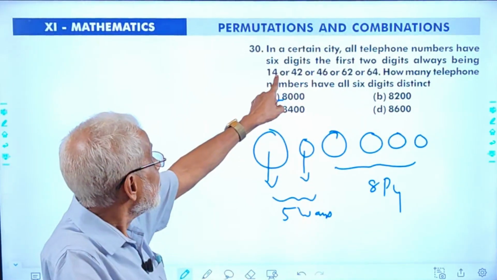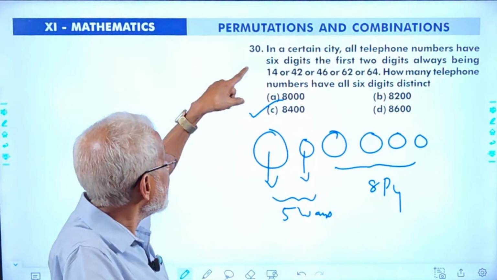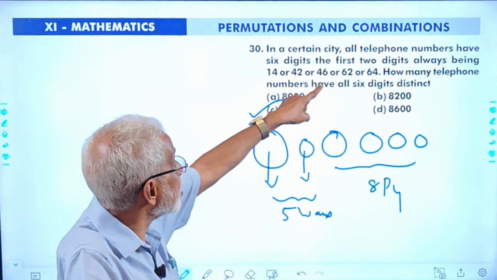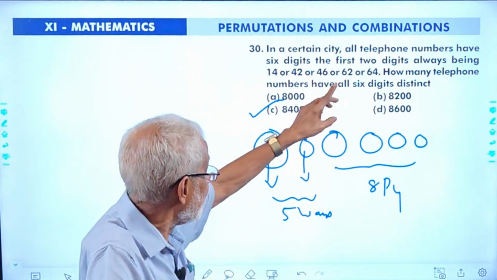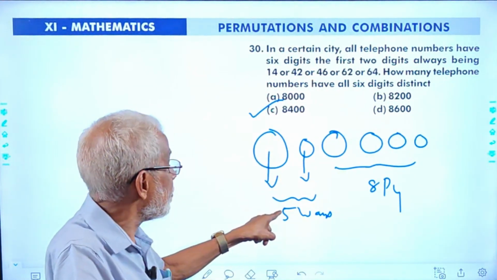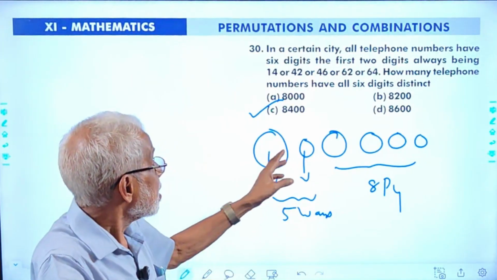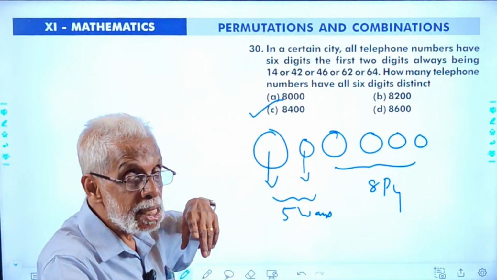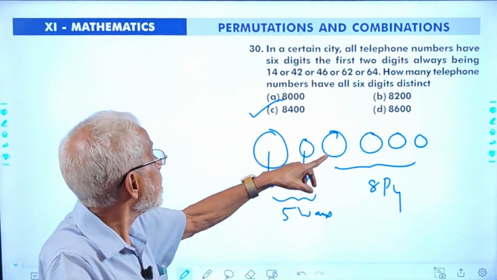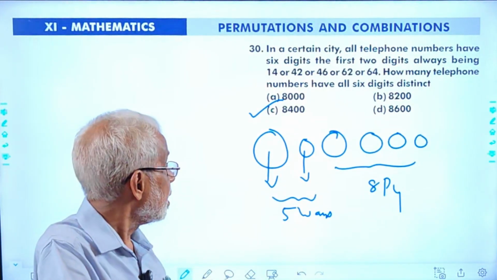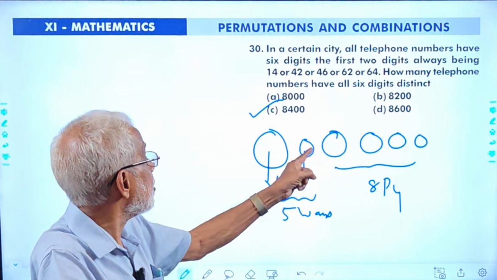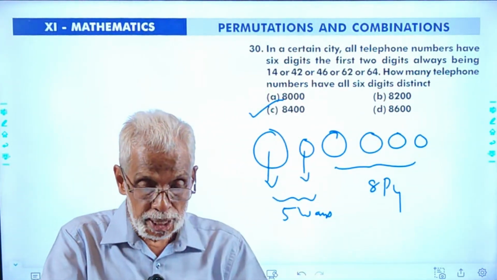Look, the first 2 places should be filled with 14 or 42 or 46 or 62 or 64. That is 5 ways. Therefore, the first 2 places can be filled in 5 ways. For the remaining 4 places, we have 8 other digits that can be filled in 8P4 ways. Therefore, the total number of ways is 5 into 8P4, which gives 8400.